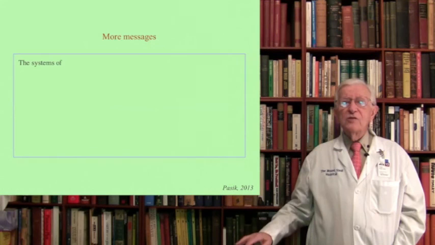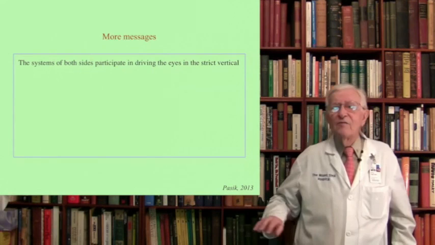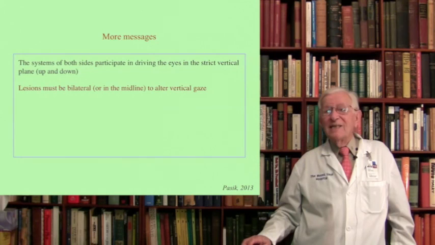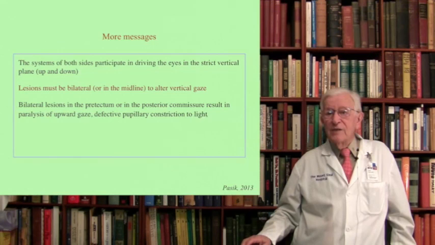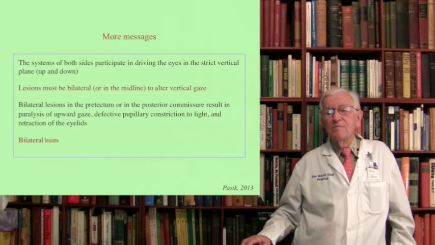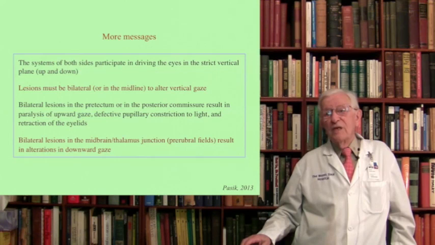A few more messages. The systems of both sides participate in driving the eyes in the strict vertical plane. The lesions must be bilateral or in the midline to alter vertical gaze. Bilateral lesions of the pretectum or in the posterior commissure result in paralysis of upward gaze, defective pupillary constriction to light, and retraction of the eyelids. And bilateral lesions in the midbrain thalamus junction, prerubral fields, result in alterations purely in downward gaze.